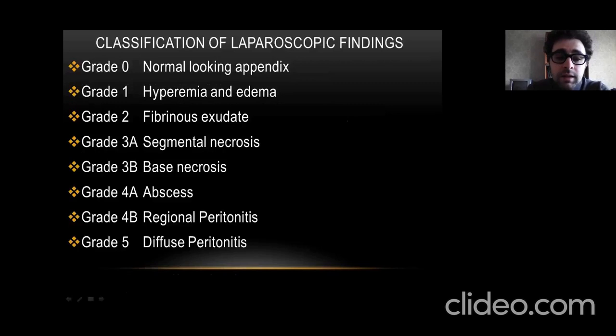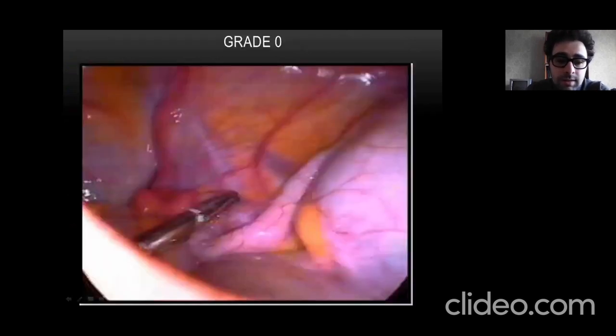Laparoscopic findings. Grades of laparoscopic findings are very simple. The higher the grade, the more complications and severity. This is grade 0: a normal-looking appendix. How to understand whether it is normal or not? It should be the same color as the cecum. Same color here. There are different cameras, and you should always orient yourself by the color of the cecum.